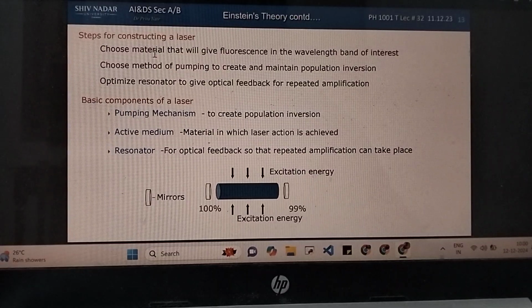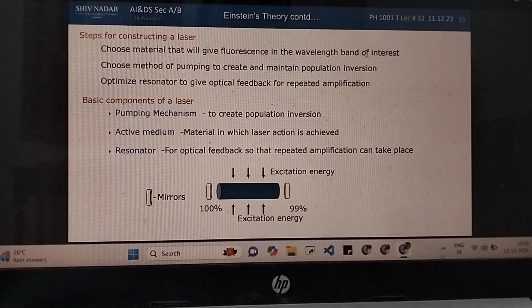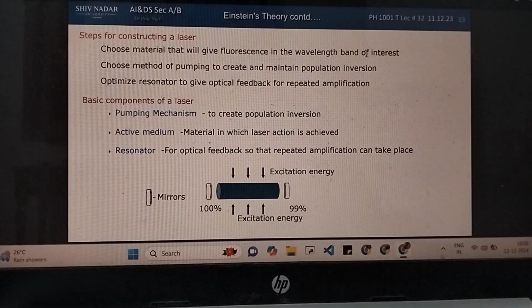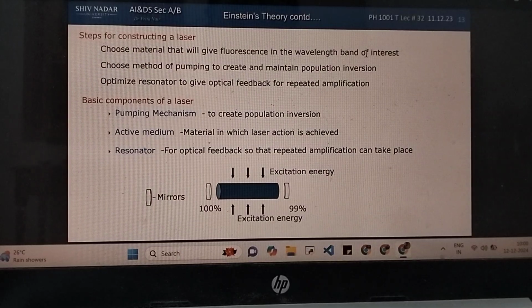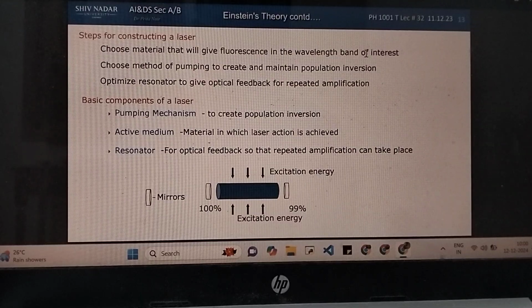So to construct a laser, choose a material that will give fluorescence in the wavelength band of interest, meaning choose a material which will emit light corresponding to the frequency you require, because you need it to be in the visible spectrum, of course, if it is for a flashlight kind of laser. If it's for medical purposes, it might not necessarily have to be visible. So you have your requirements. Secondly, it is best to keep the frequencies low if you want laser, which we just studied. So choose a material according to the required frequency and wavelength.